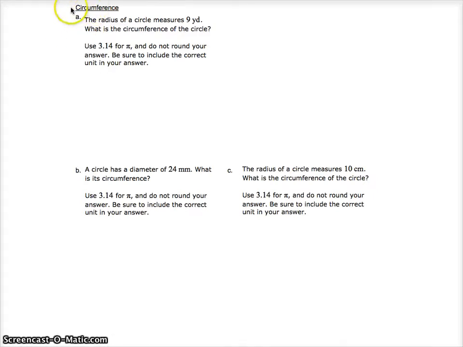Welcome to Circumference. Here we're going to look at a problem and find the circumference of a circle.